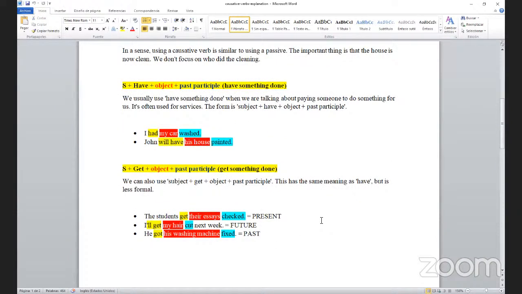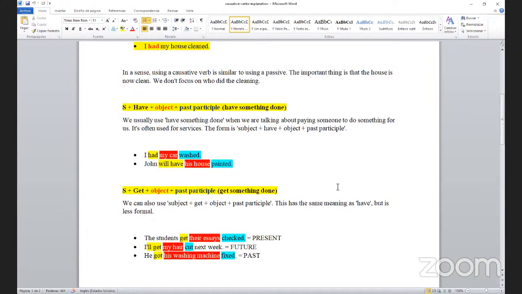Is it clear until here, Eunice? Yes, teacher. Perfect, excellent. So now I will send you this document, okay, by WhatsApp. But now, let's go to the platform. Okay, and let's do passive causative 1.